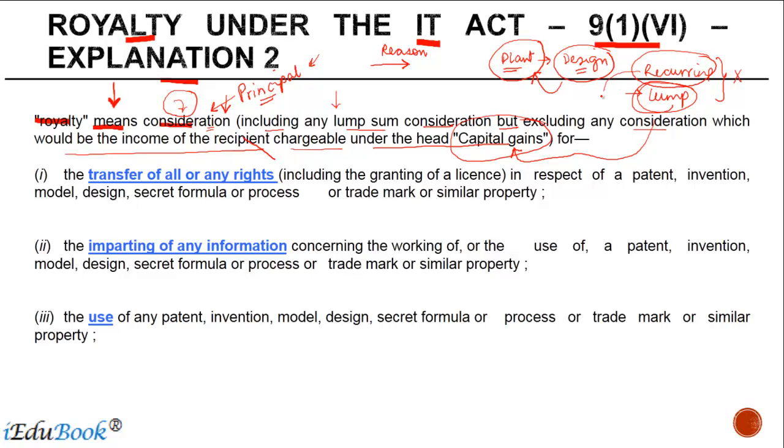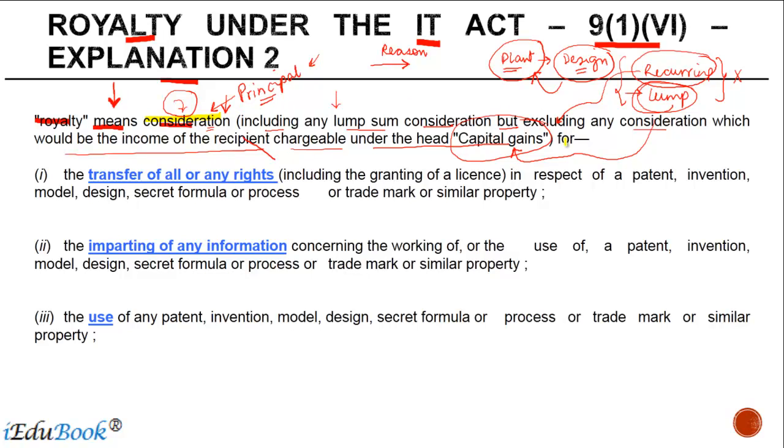It could be a payment which is recurring, where there could be a deferred installment payment for a capital asset, which is chargeable to tax under the head capital gains. In both these cases, if the income is chargeable to tax under the head capital gains, it is not construed as royalty. And now let's come to the clauses.